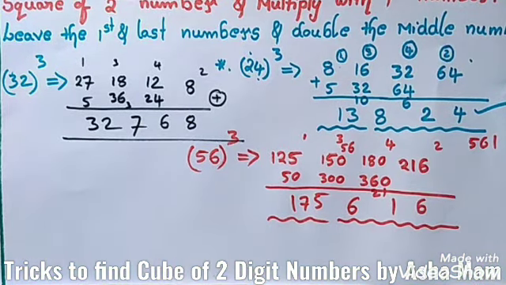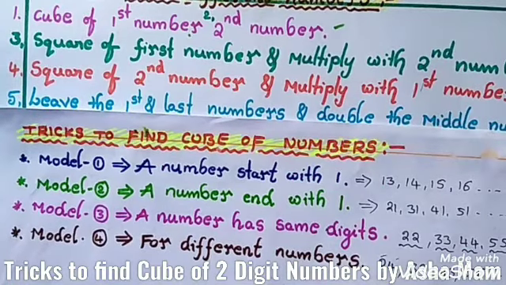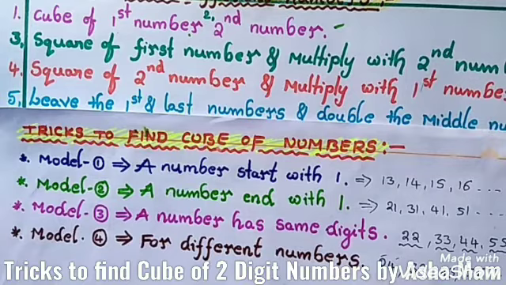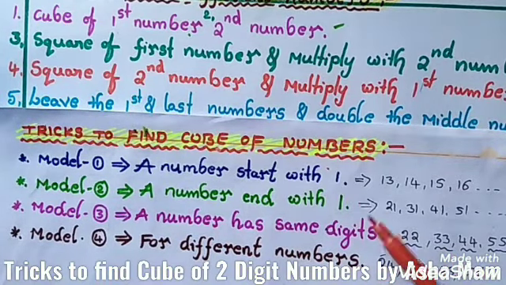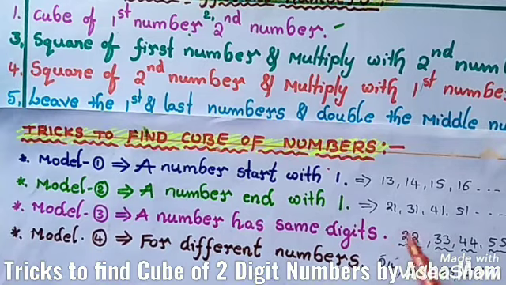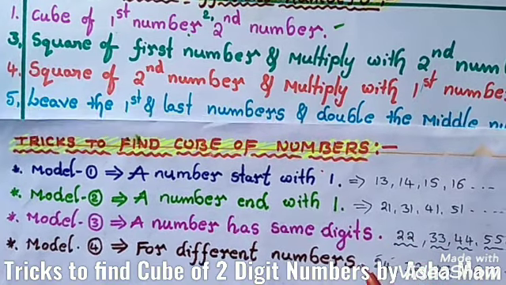Okay students, this is about our today's session, how we can find out a simple trick in a simple way, the cube of 2-digit numbers. Here 4 models I have explained to you. A number starting with 1 and ending with 1, a number has same digits, and different numbers.